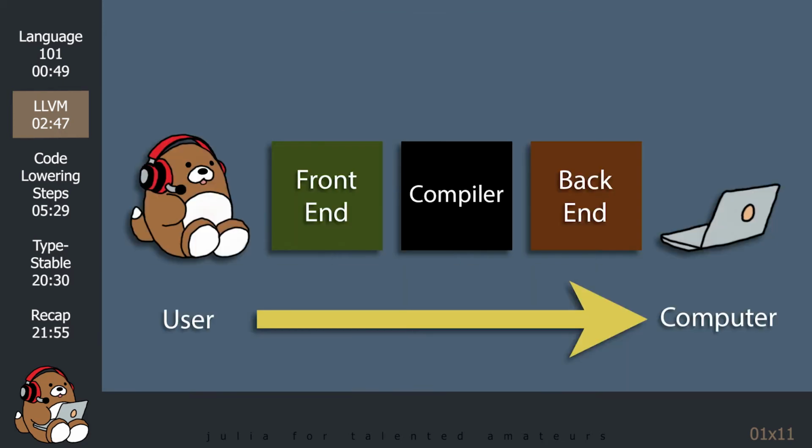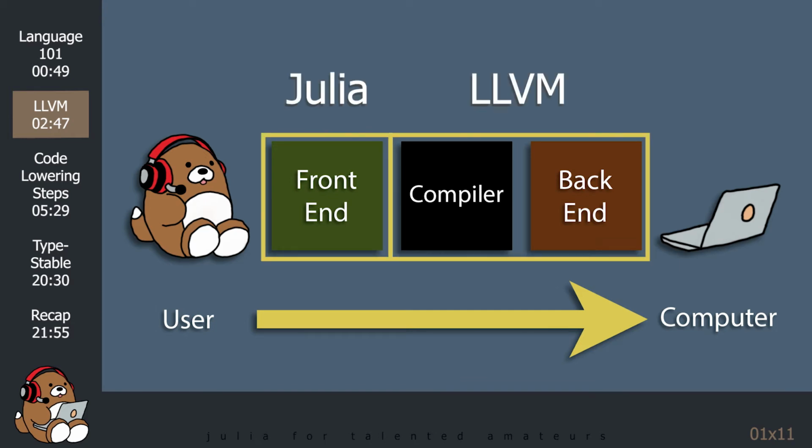In order to answer the question of how Julia works, we need to look at the question in two parts. 1. How does Julia work as the front end? And 2. How does LLVM work as the compiler and the back end?